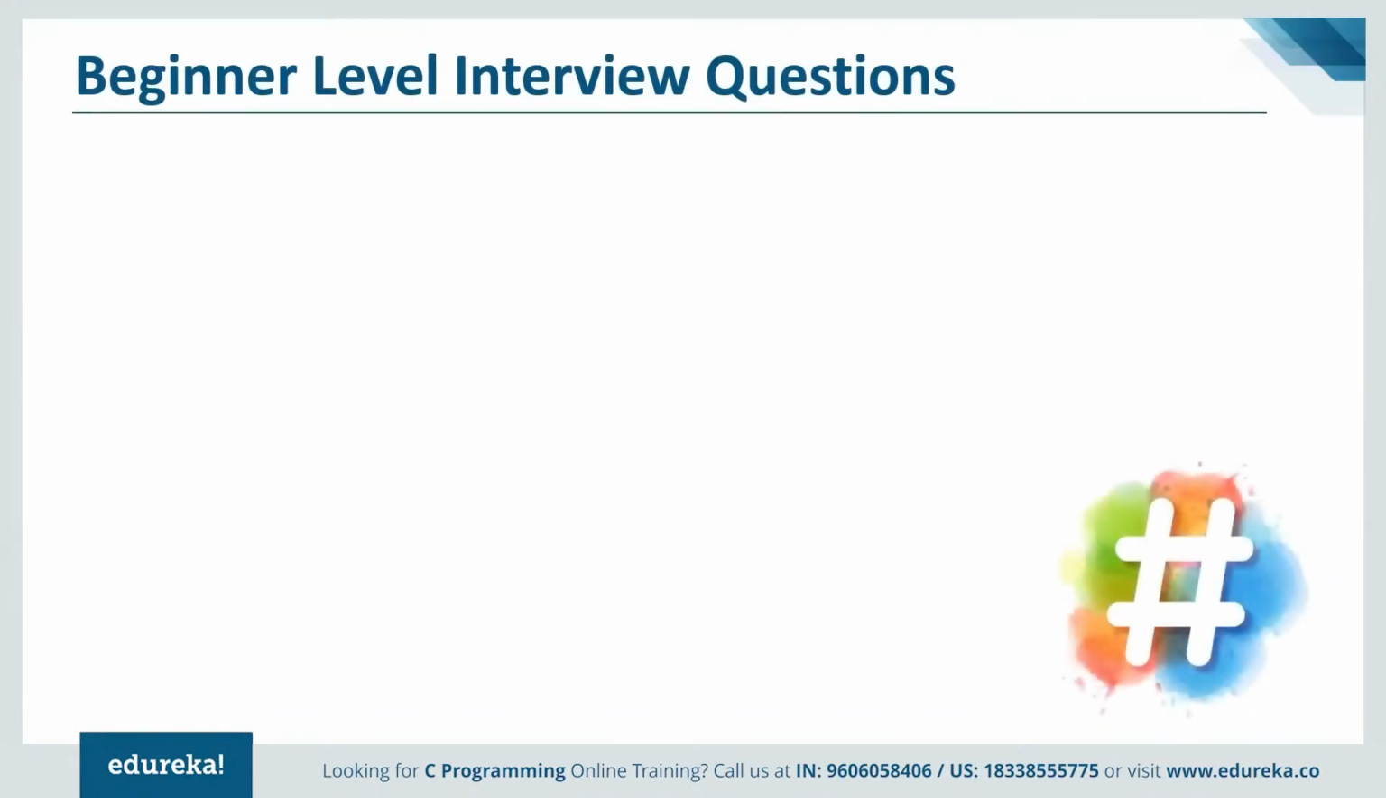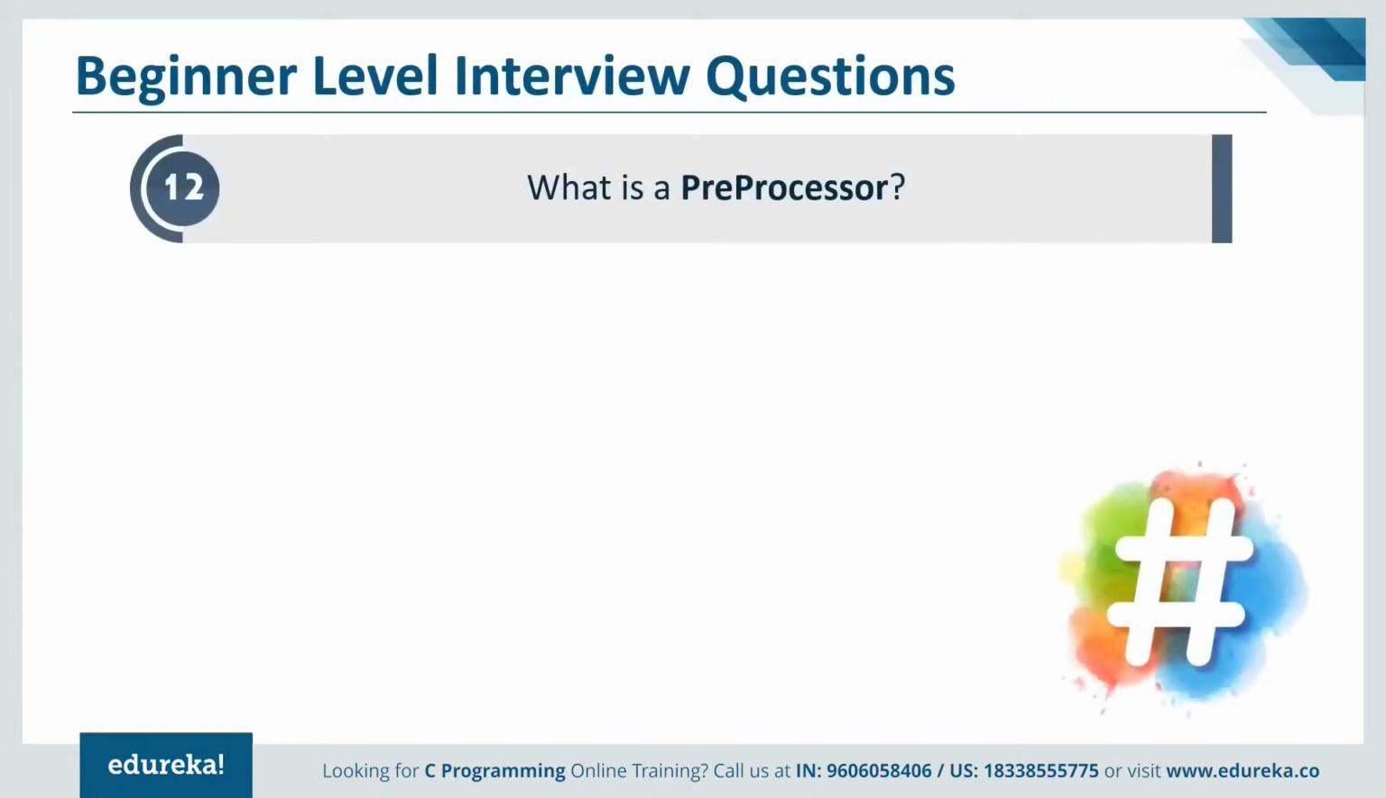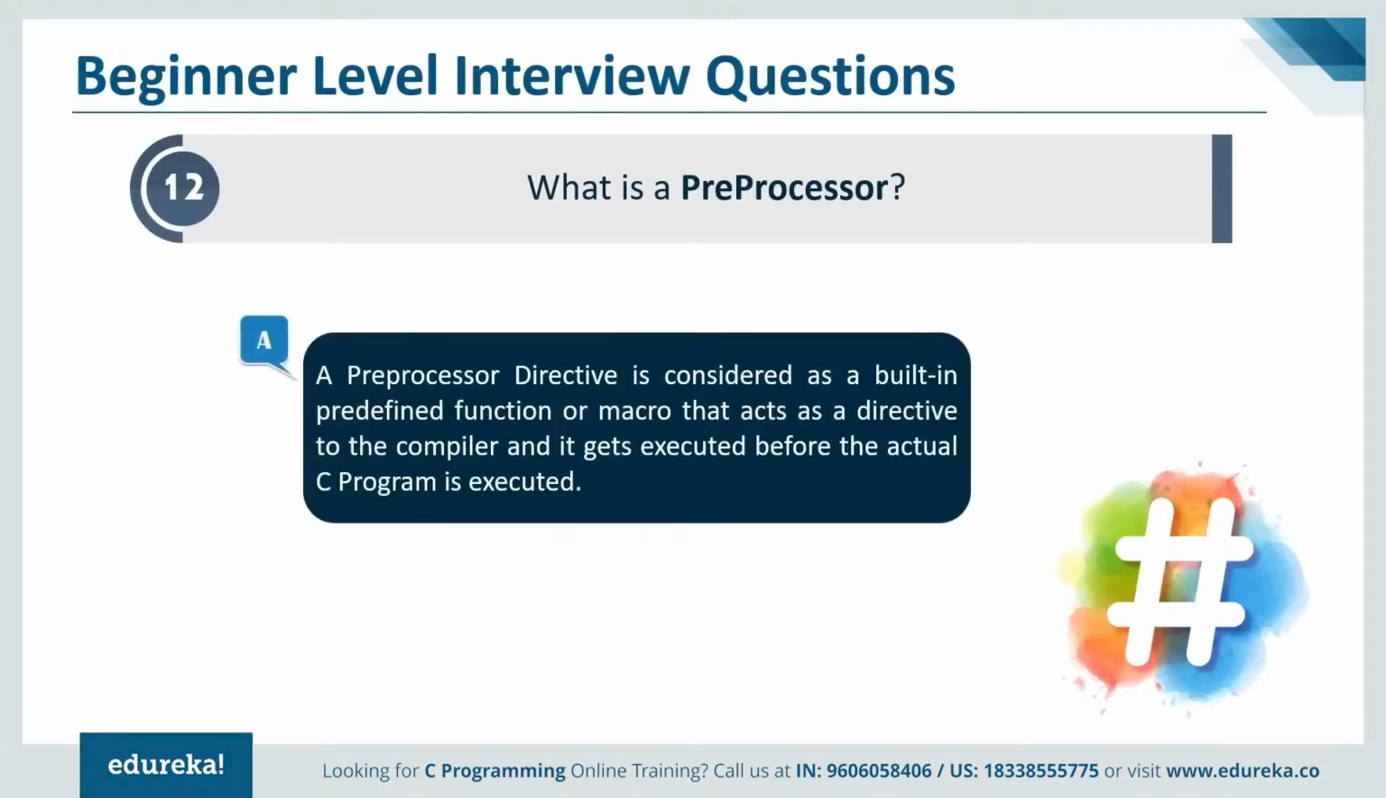The next question is, what is a preprocessor directive? A preprocessor directive can be considered as a built-in or predefined function or macro that acts as a directive to the compiler and gets executed before the actual C program is executed. So the best example for a preprocessor directive is #include stdio.h. So stdio.h is a preprocessor directive which directs the compiler for standard input and output operations.